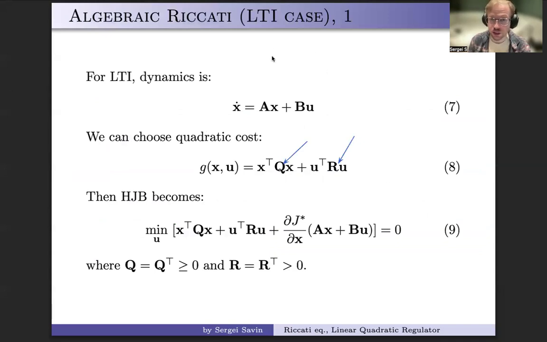But in practice, often what people do is they'll say, okay, Q is equal to, let's say, 10 times identity matrix. R, let's say, is equal to 1 times identity matrix, or let's say like 2 times identity matrix. That is very typical. Of course, those identity matrices would be different in size. But yeah, still identity matrices. And this way, you just get two parameters that you have to play with. The coefficient in front of position cost, coefficient in front of control cost.